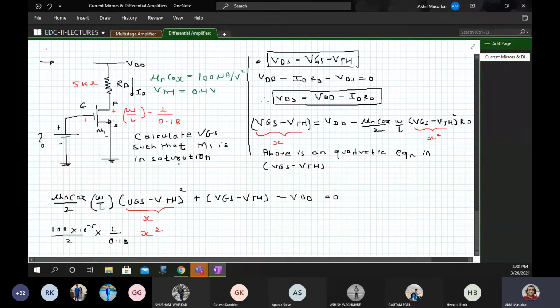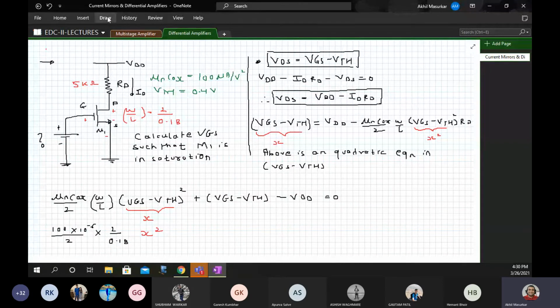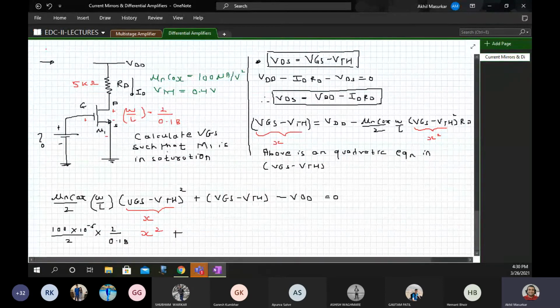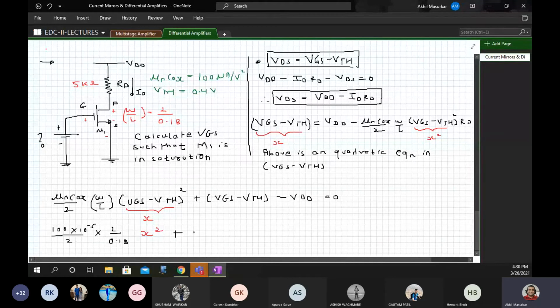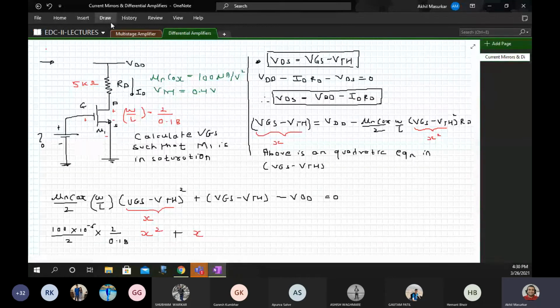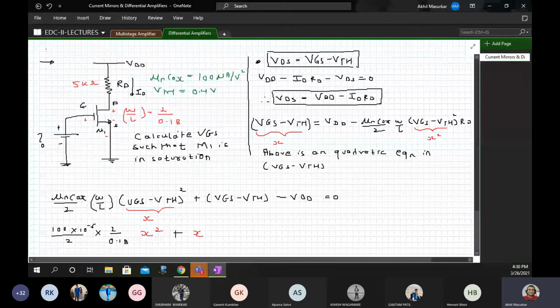So this is x square plus, let's write this as x, minus VDD, which is 1.8 volts. So I hope you can solve this. So please tell me what is the value of x.